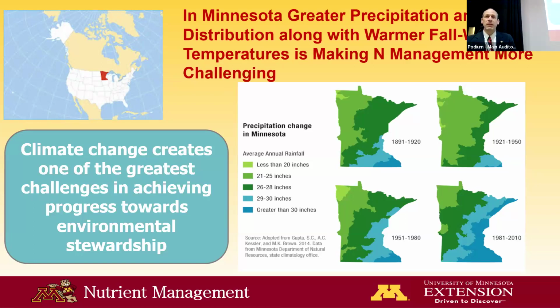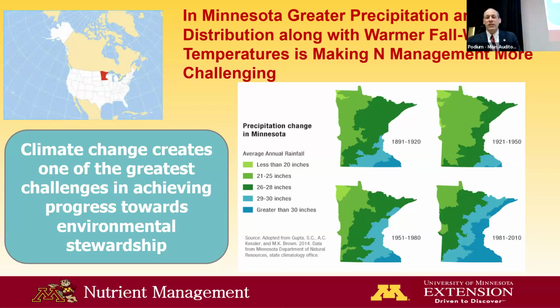In Minnesota, one of the great challenges that we are seeing right now is greater precipitation and more erratic distribution, along with warmer fall and winter temperatures, which all stack against us in trying to improve nitrogen management.